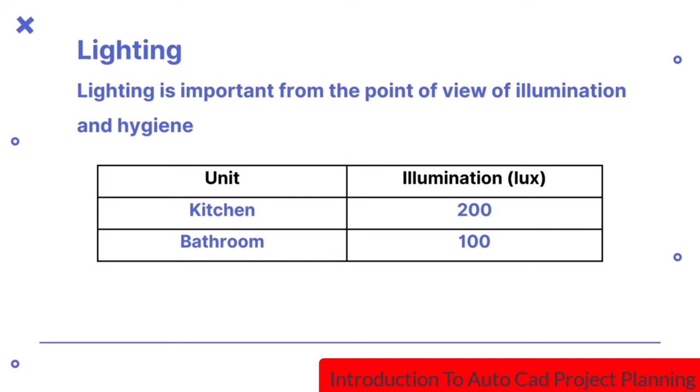The next principle is lighting. It is important from the point of view of illumination and hygiene. Lighting is of two types, natural lighting and artificial lighting. In some cases, both natural and artificial lighting may be required to give sufficient light. The source of natural lighting is the sun. Sun is a source of illumination, and it also destroys certain germs. The intensity of natural light is affected by pollutants like smoke, dirt, dust, gases, and clouds.